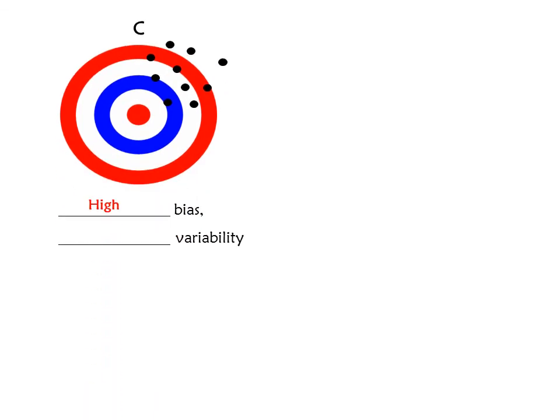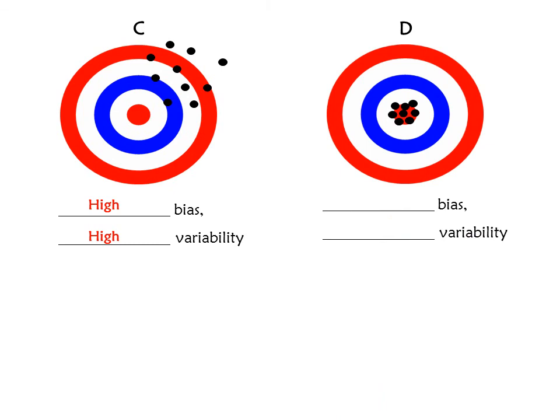Again, here we have high bias because the majority of the arrows are away from the target in the same direction, not all over the place. And the variability is high also because the dots are all scattered. Letter D is the example of something that we want to happen. Notice that these are all low bias because they are equally around the bullseye, and it's low variability because they are all consistently close together. When taking a sample, we want D to happen. We want our bias to be low, we want all of our sample statistics to be centered around the actual value, and we want the variability to be low. We don't want statistics that are all over the place.